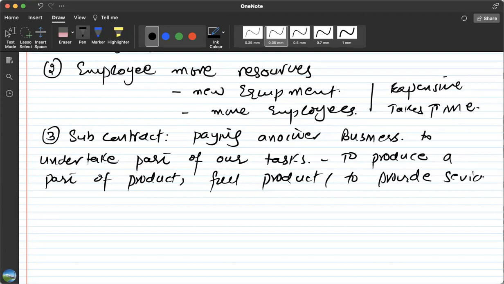Services, for example, you might have always noticed that all the call centers are outsourced by businesses to other businesses, and they run the call center on their behalf. That's why you always find them lesser trained. In subcontracting, you do not need new equipment, so your cost is saved. Another business will be producing on your behalf.